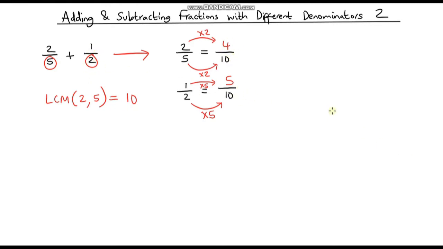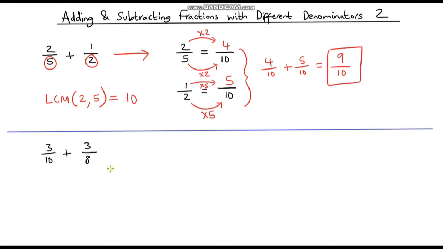So now we can just add these two fractions together. So we've got 4/10 plus 5/10, and now we can just add our numerators together. 4 plus 5 is 9, so our answer is 9/10. Okay, so let's do one more example.